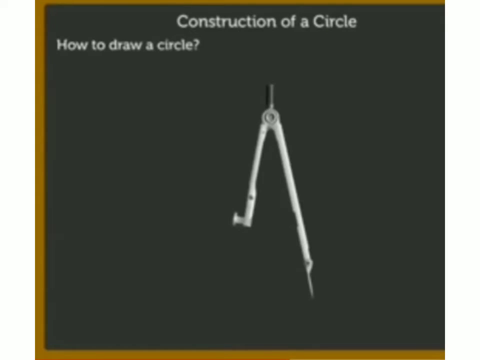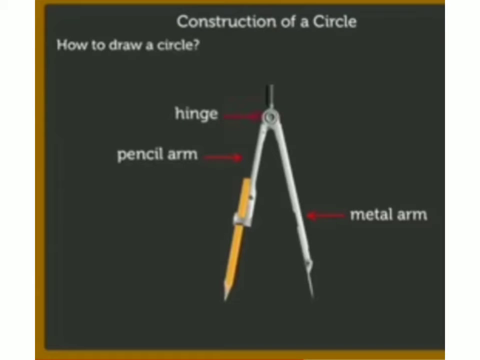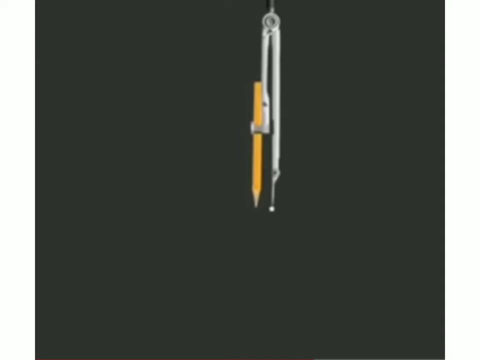Now we will learn how to draw a circle. For that we need a compass. It has a metal arm and a pencil arm in which we hold the pencil. Both the arms are attached with a hinge. So first of all we have to put a pencil into the compass so that both the ends of the compass, the pencil tip and the metal tip, will align.